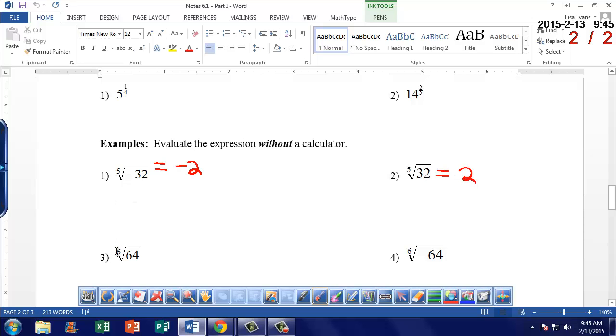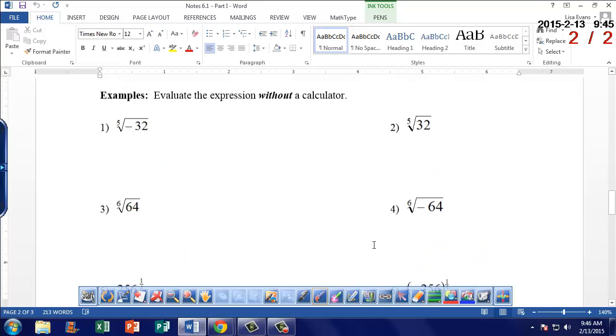Okay, here, the 6th root of 64 is also 2. Okay, because 2 to the 6th power is 64. This one, it's a negative and an even. So because of that, because this number is even, it's no solution. So these ones aren't so bad, right?